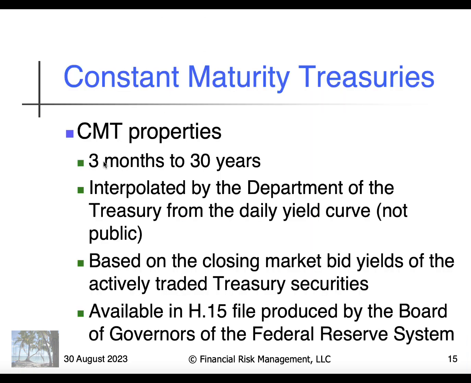Some of the properties: they go from 3 months to 30 years. They're interpolated by the Department of Treasury from a daily yield curve. Unfortunately, their particular methodology is not made public. It's based on the closing market bid yields of the actively traded U.S. Treasuries, and it's freely available in the H15 file produced by the Board of Governors of the Federal Reserve System.